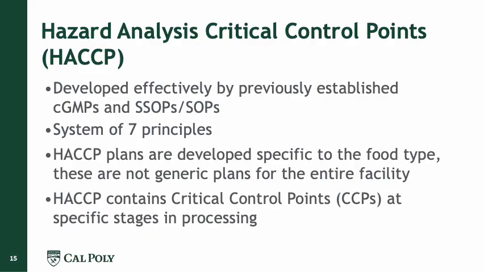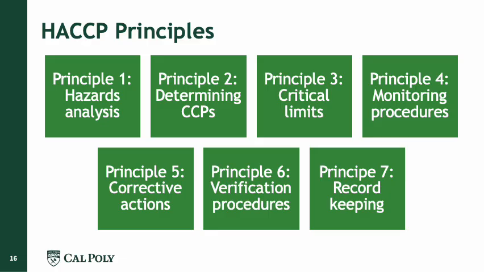This quality system is based on identifying critical control points at specific stages of processing. So these principles are: principle 1, hazard analysis; 2, determining critical control points; principle 3, critical limits; principle 4, monitoring procedures; 5, corrective actions; 6, verification procedures; and 7, record keeping.